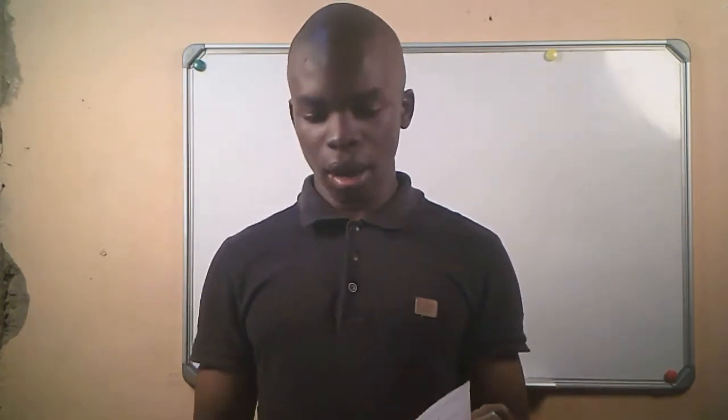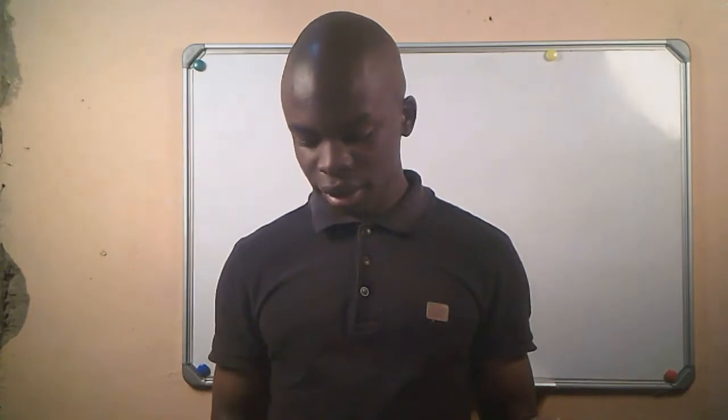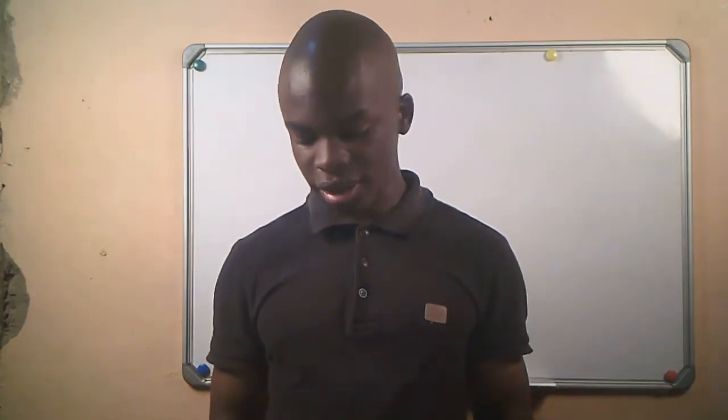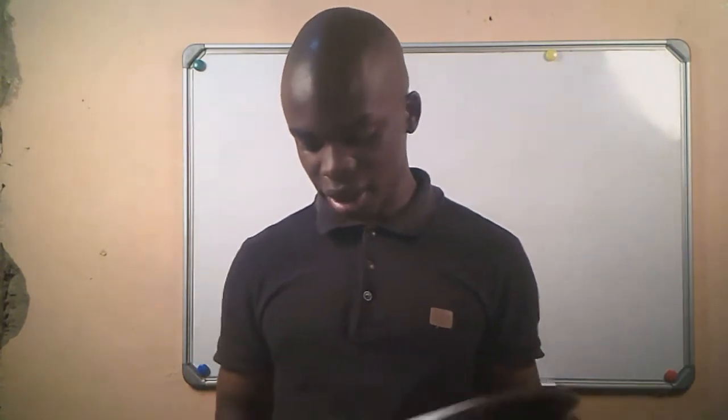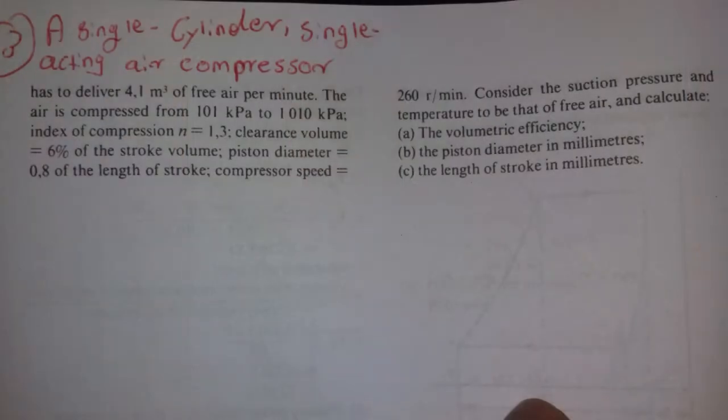And then we will be doing an exercise today from the textbook which I'm using, and it's exercise 17 number 3, and it reads as follows. A single cylinder, single acting air compressor has to deliver 4.1 cubic meters of free air per minute.